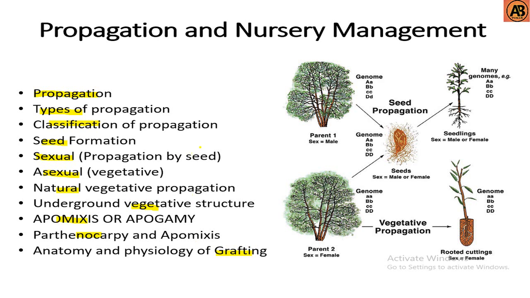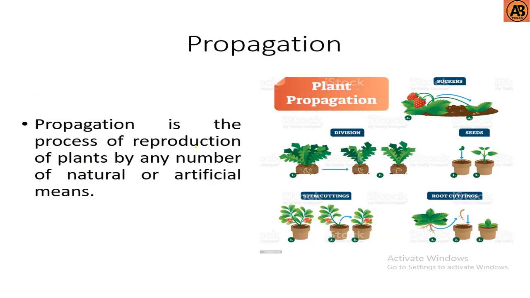So let's get started. Firstly, I'd like to tell about propagation. What is propagation? Propagation is the process of reproduction of plants by any number of natural or artificial means. Here we can see plant propagation in different types, sexual or asexual.